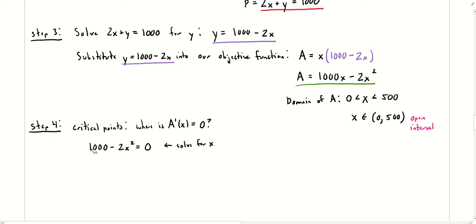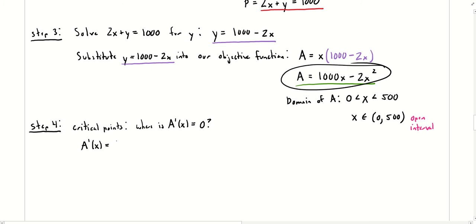Oh, sorry. I need to take the derivative of that and then set that equal to 0. Sorry about that. So I need the derivative. So if I take the derivative of A, I get A prime of x. Taking the derivative of this, that's going to be 1,000 minus, using the power rule, 4x. So this is the thing I'm going to set equal to 0 and solve for x.